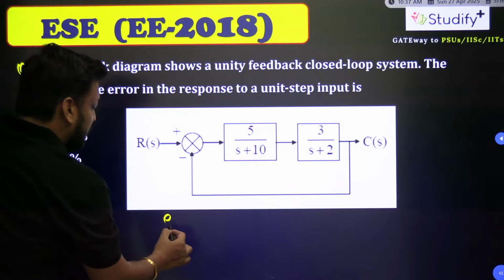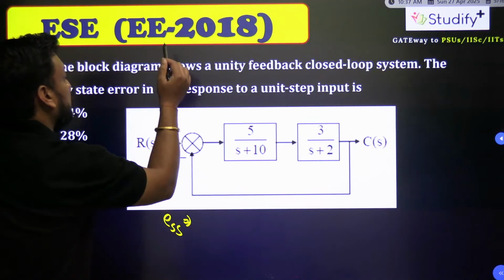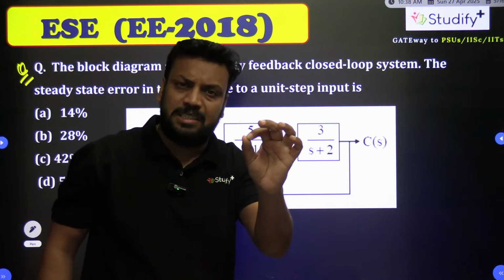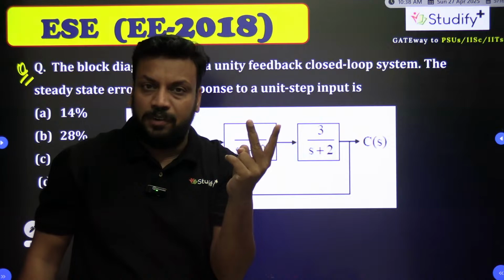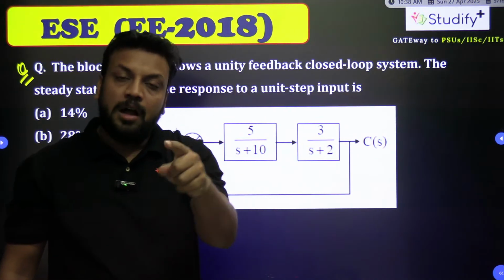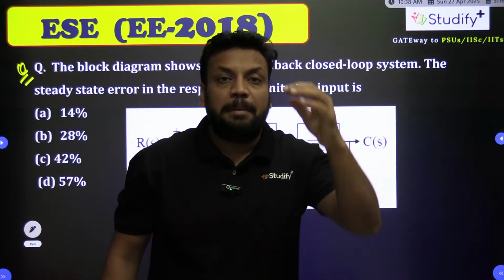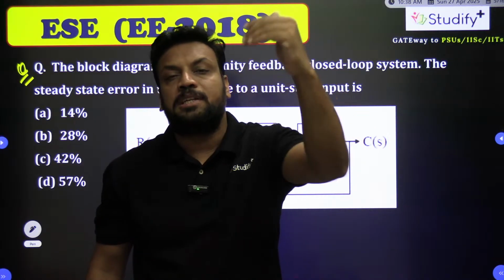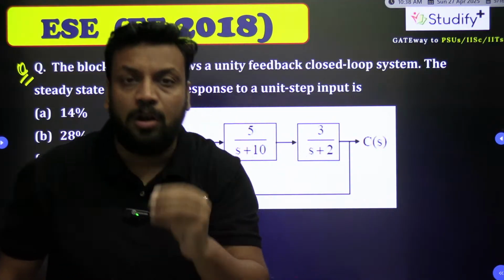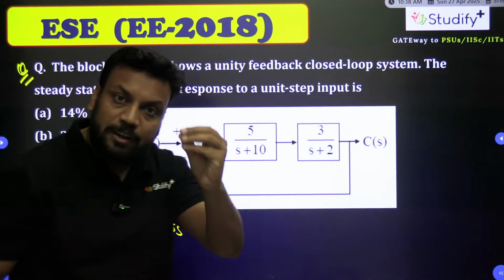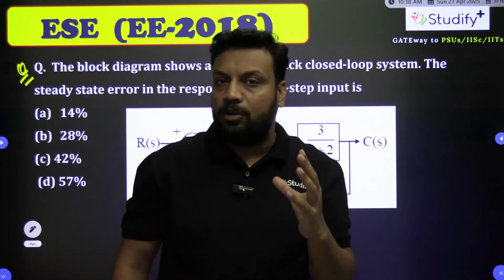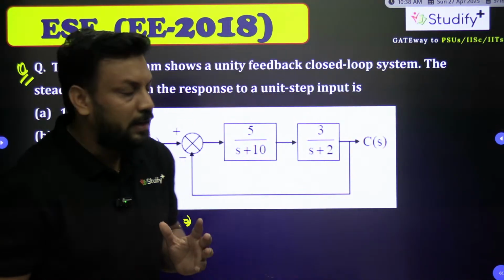So it is nothing but type and input. Whenever an error question comes and it is noted that it is a unity feedback system, you need to observe two things first: the type of the system and the input of the system. How to identify the type of a system? By observing the number of open loop poles at the origin, that is, how many poles of the open loop transfer function are at the origin. That will decide the type of the system.